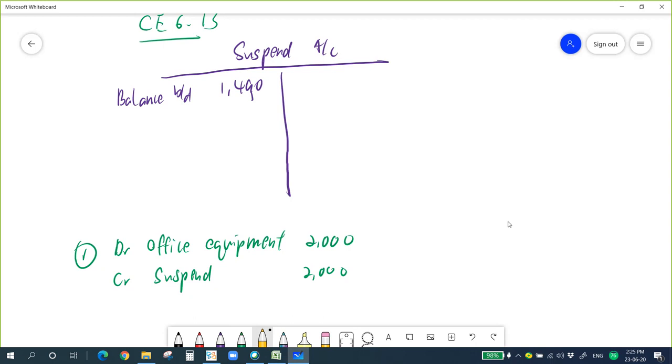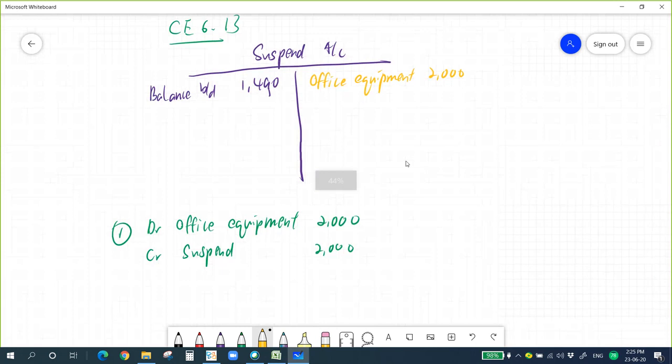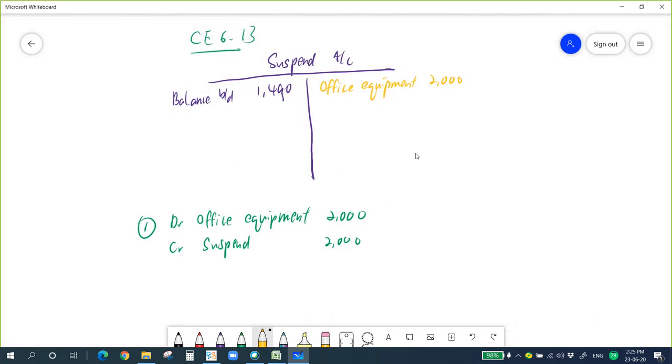So we credit here, we write office equipment 2000. Alright, this is the first entry. Hopefully I'm not too fast and you can follow. So let's move to the next adjustment.